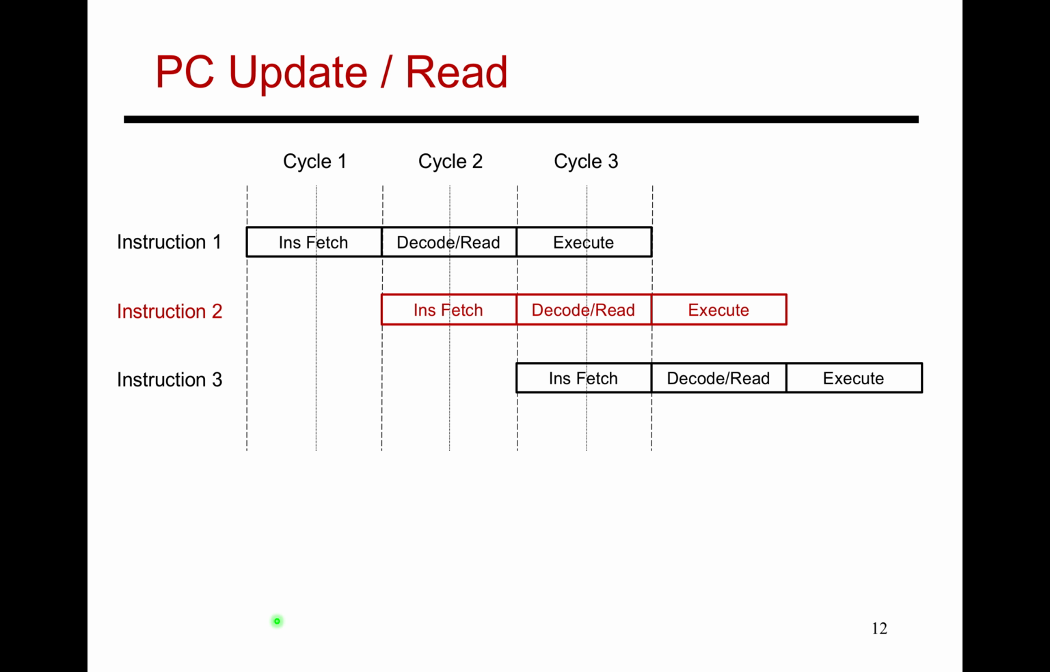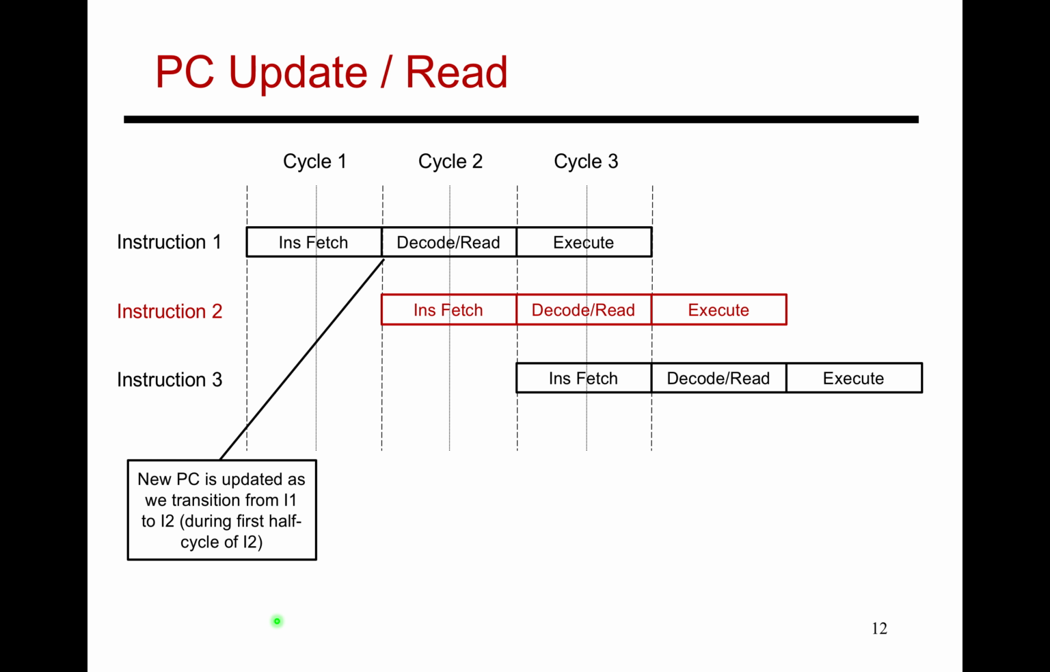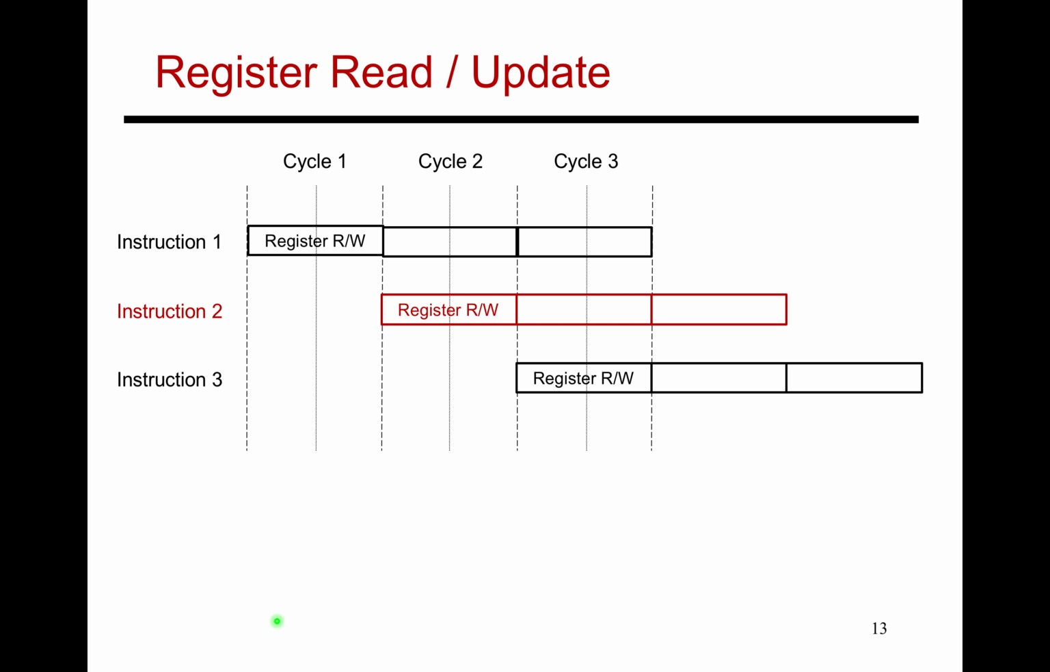So basically, we said that for the program counter, we were able to read from the program counter and write into the program counter in the same cycle by writing in first and reading second. The same thing also happens with register read and write operations.